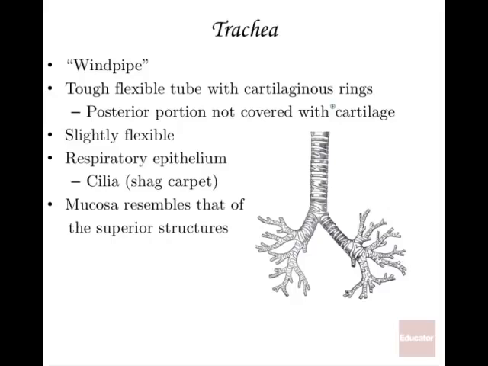So every time you swallow and a chunk or bolus of food is being moved down your esophagus, you want slight flexibility for your trachea to accommodate that. So there's slightly less cartilage in the posterior portion so that there is a little bit more flexibility when you do swallow something. So it is slightly flexible, not as much as these more posterior parts of the respiratory tree. We're going to get to that in a bit. Respiratory epithelium.